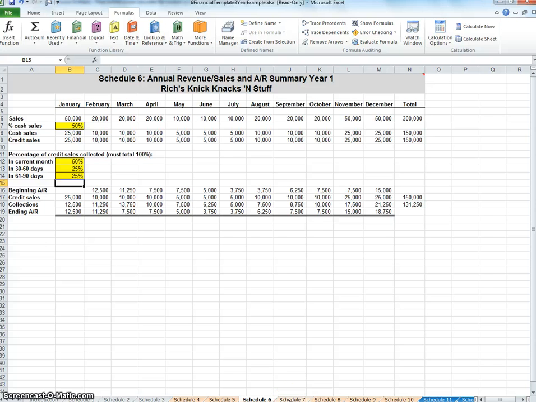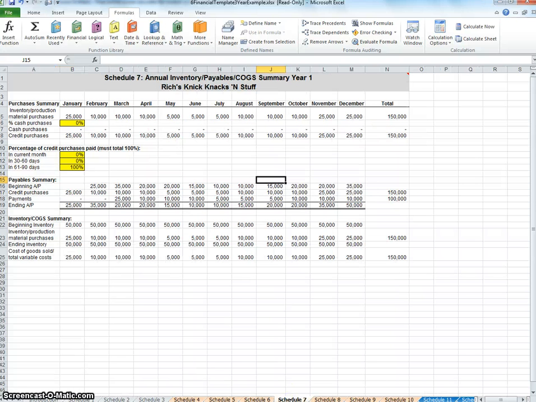All right, so let's go to Schedule 7, which is the annual inventory, payables, and COGS schedule. And if you don't have inventory, for example, depending on the type of business you are, maybe this doesn't matter. So not all of these will apply depending on the nature of your business. So let's just say for all the purchases of knickknacks I make, I pay 50% of them in cash and 50% of them on credit.